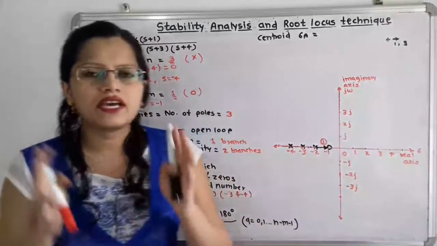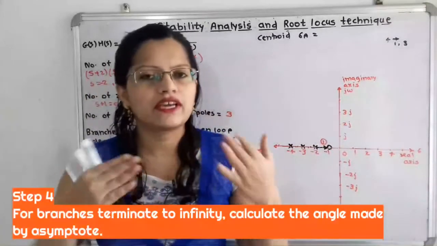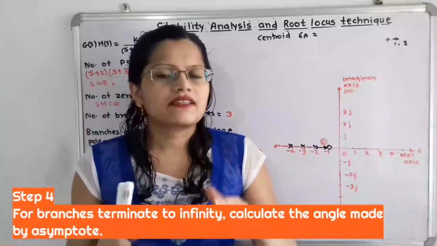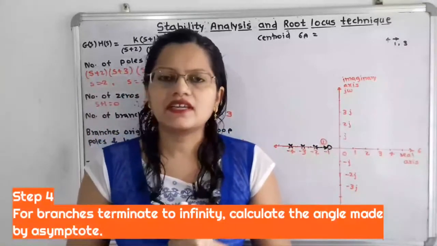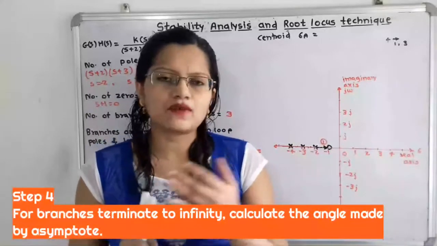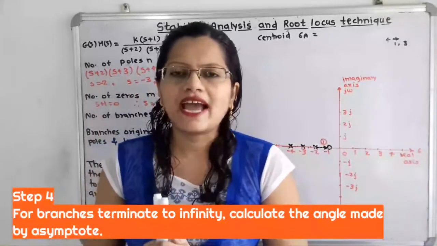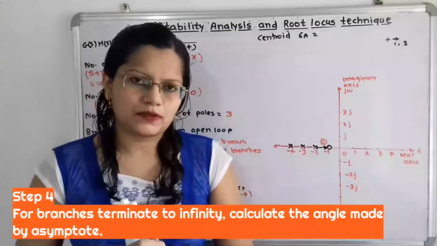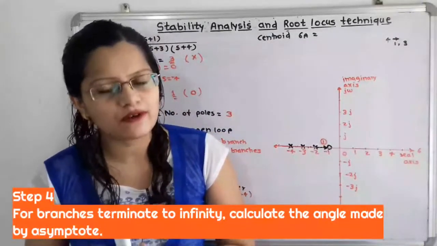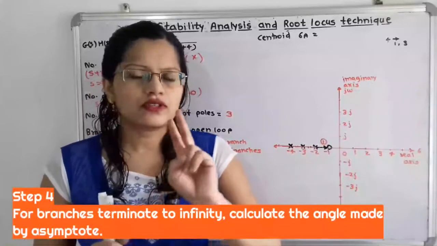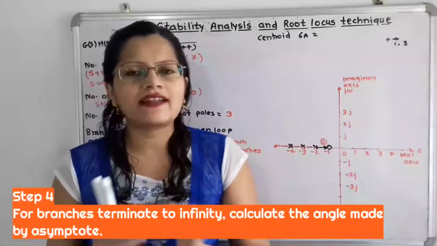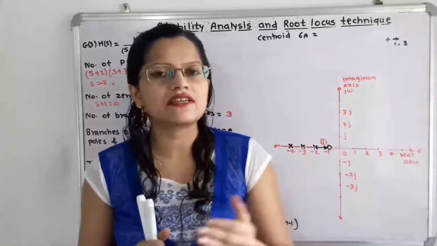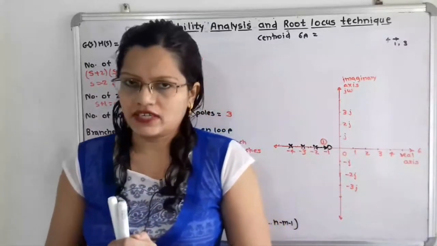So whenever there is one branch or more than one branch that will terminate to infinity, then what is the first step that we have to take? We have to calculate the angle made by the asymptote, and then we also have to calculate the centroid. These 2 steps are important, and we take them only when there are branches that terminate to infinity.